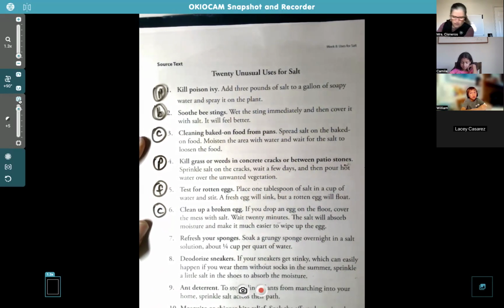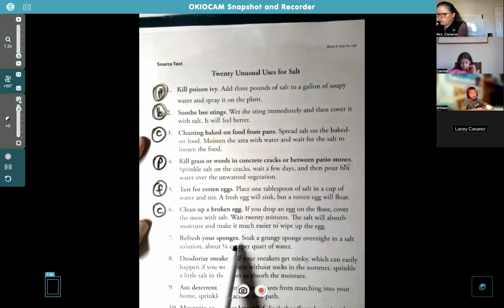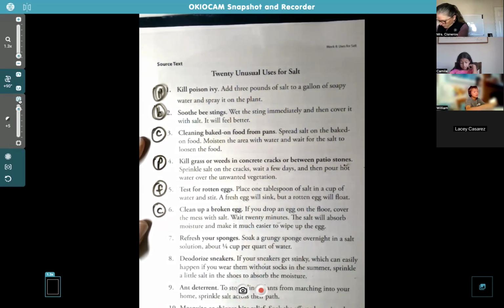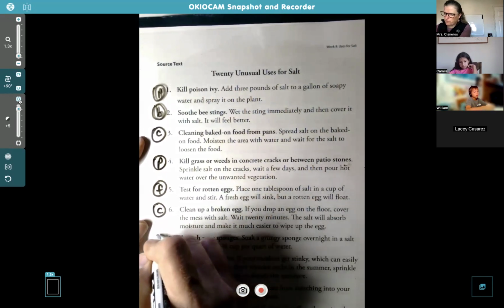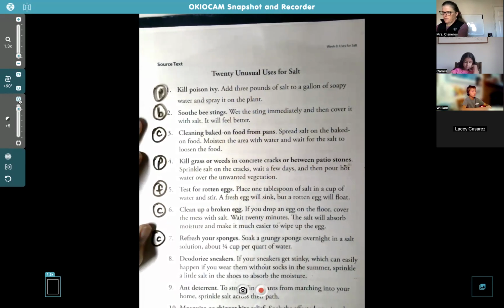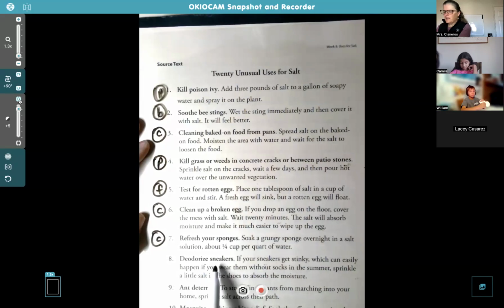Number 7, refresh your sponges. Soak a grungy sponge overnight in a salt solution, about 1/4 cup per quart of water. Okay, so that one's talking about cleaning your sponge, right? Making sure your sponge isn't stinky. You're going to clean it. So we're going to put a C for cleaning your sponge. Interesting stuff, huh? You probably didn't know all this stuff. I didn't know either. Okay, number 8, deodorize sneakers.